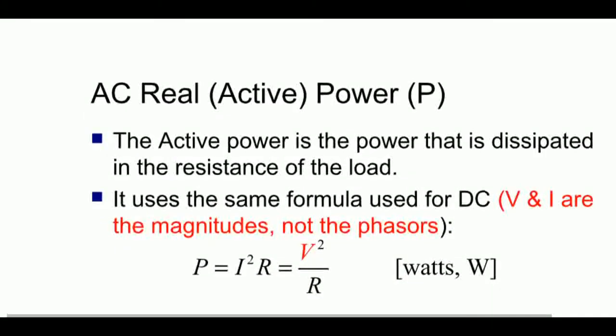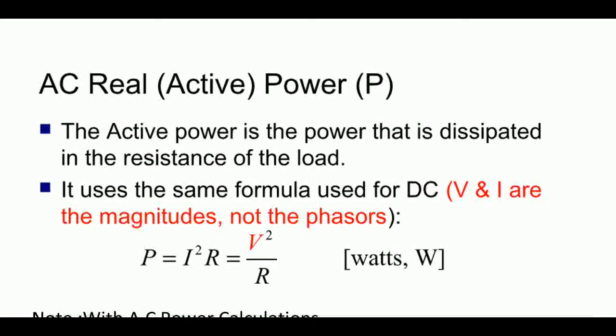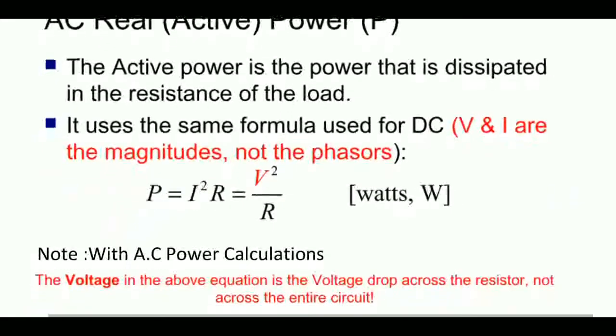Now we will study what AC active power is, that is, real power. It is denoted by capital P. The active power is the power that is dissipated in the resistance of the load. It uses the same formula used for DC. That is, voltage and current are the magnitudes, not the phasors. A mathematical expression is given by P equals I squared R, which equals V squared by R.